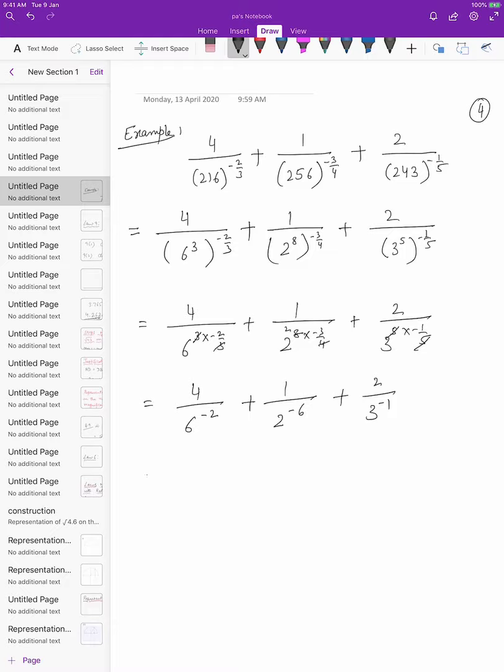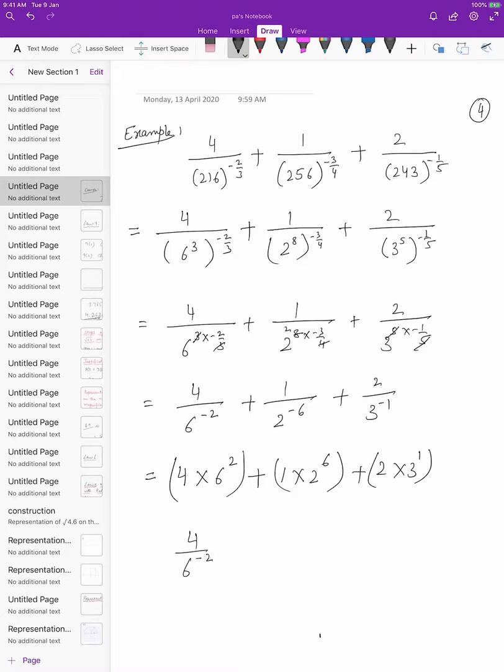Now this can be written as 4 into 6 raised to the power 2 plus 1 into 2 raised to the power 6 plus 2 into 3 raised to the power 1. We have used the law of negative exponent. As I told you, if you want to change the sign of the exponent, we take the reciprocal of the number. Just look at it in detail. I'll just explain it once again.